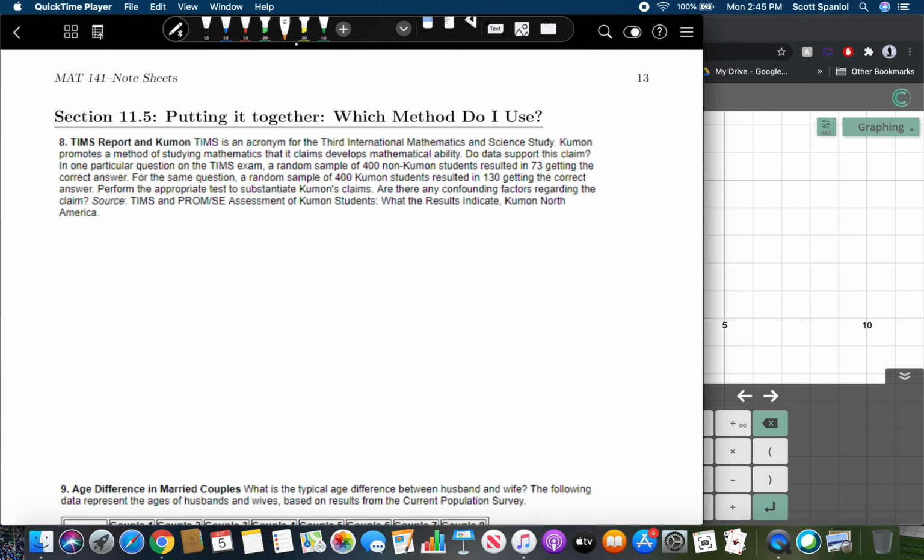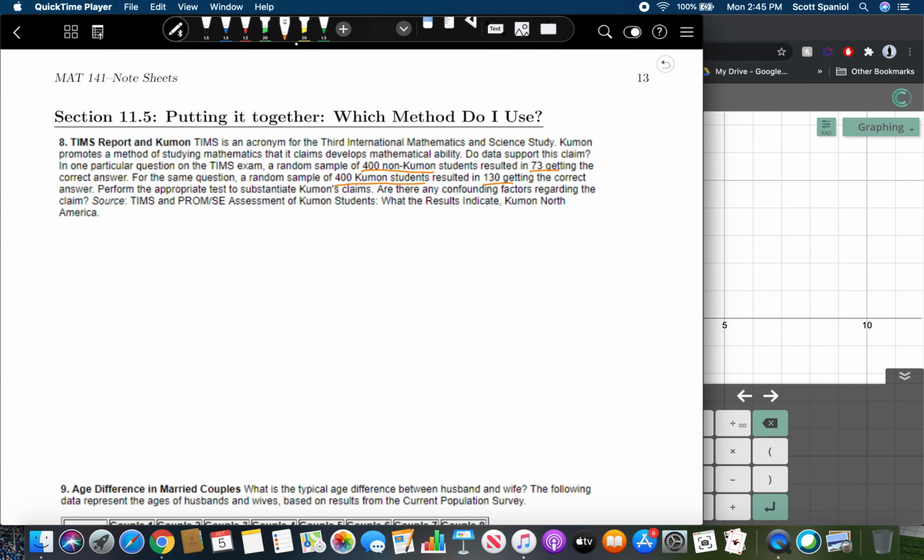Okay. Now that you've had a chance to try these, let's run through them together. The first one says TIMSS is an acronym for the Third International Mathematics and Science Study. Kumon promotes a method of studying mathematics that it claims develops mathematical ability. Do data support this claim? In one particular question on the TIMSS exam, a random sample of 400 non-Kumon students resulted in 33 getting the correct answer. For the same question, a random sample of 400 Kumon students resulted in 130 getting the correct answer. Perform the appropriate tests to substantiate Kumon's claims. Are there confounding factors regarding this claim?